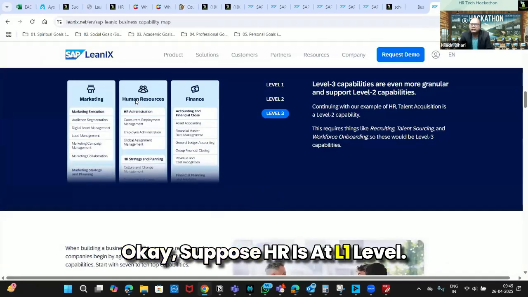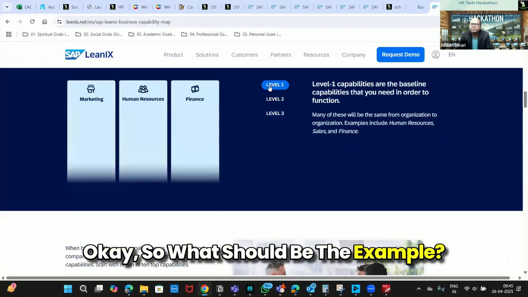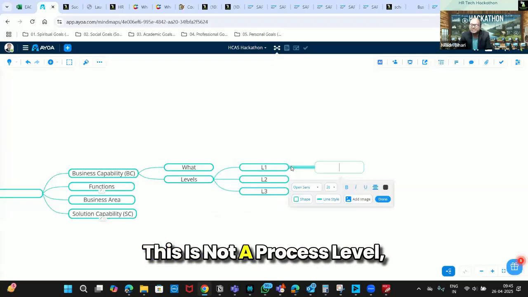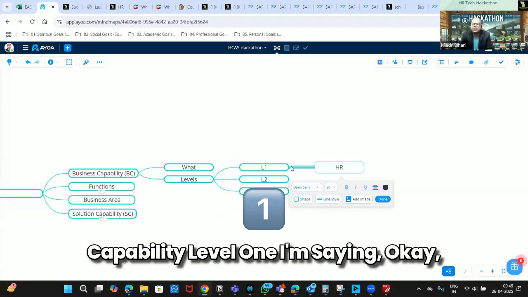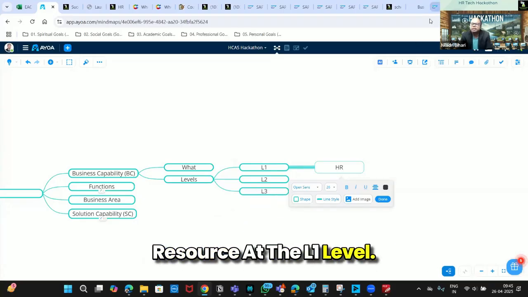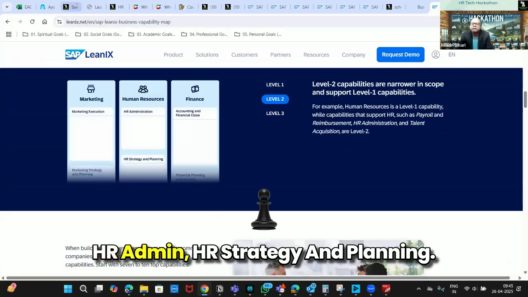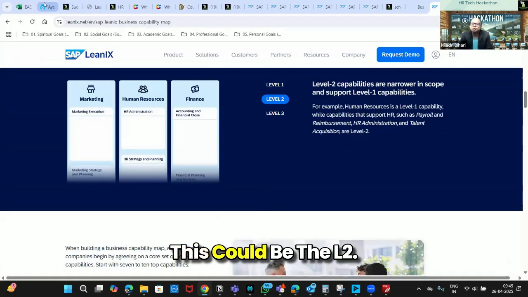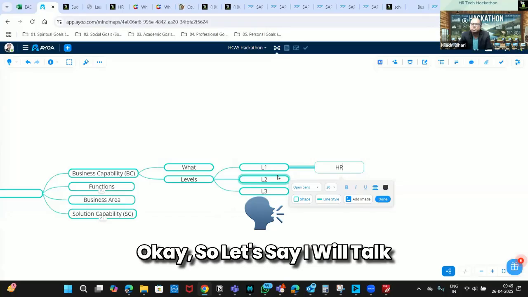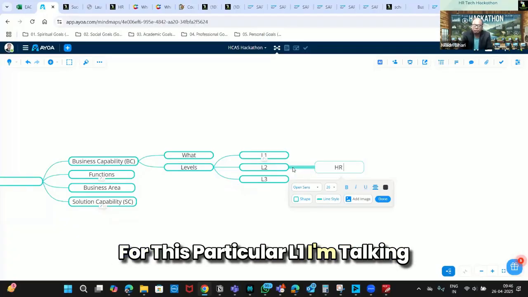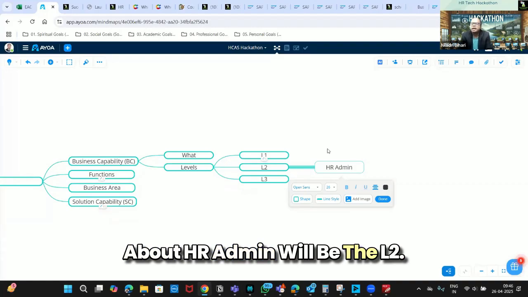Suppose HR is at the L1 level. If you can see, HR from a capability point of view, this is not a process level, this is a capability level, capability level 1. Suppose human resource is at the L1 level. If I go to level 2, it could be HR admin, HR strategy and planning. For this particular L1, HR admin will be the L2.